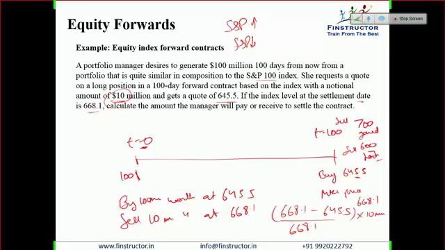Similarly, if the price had gone down to 600, please verify, she would have had a loss because she would have sold at 600, again bought at 645.5 and incurred this loss. So sell at 600, buy at 645.5, an amount worth of $10 million.